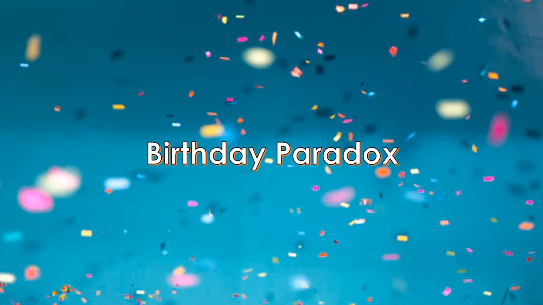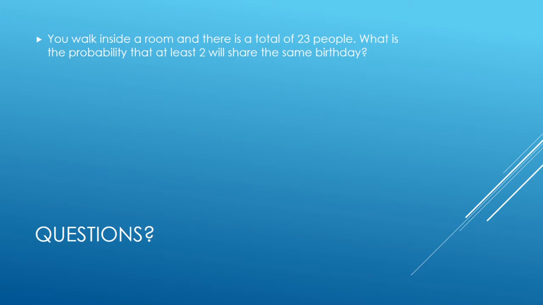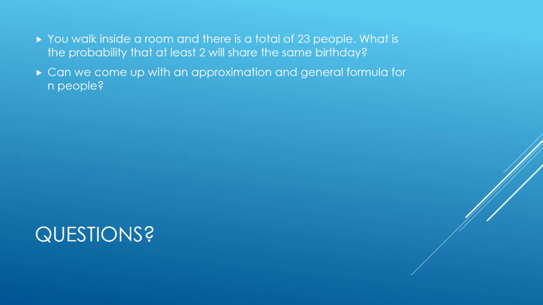In this video, we will be discussing the birthday paradox. We will be answering a couple questions. First, you walk inside a room and there's a total of 23 people. What is the probability that at least 2 will share the same birthday? And can we come up with an approximation and general formula for n people?